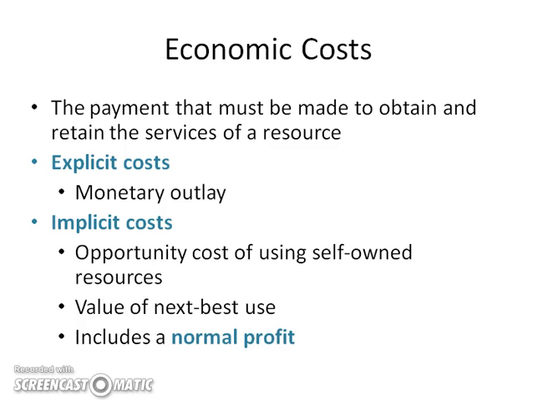Accountants would look only at explicit costs. This is the money that you put out to start the business. Economists, on the other hand, take into account implicit costs. These are the costs of the opportunity for using self-owned resources, the value of their next best use, as well as a normal profit.